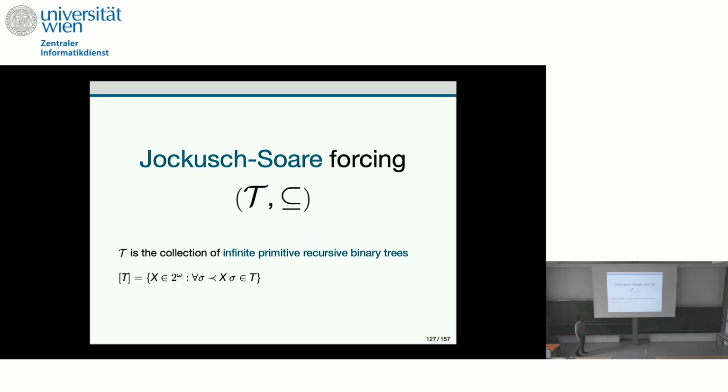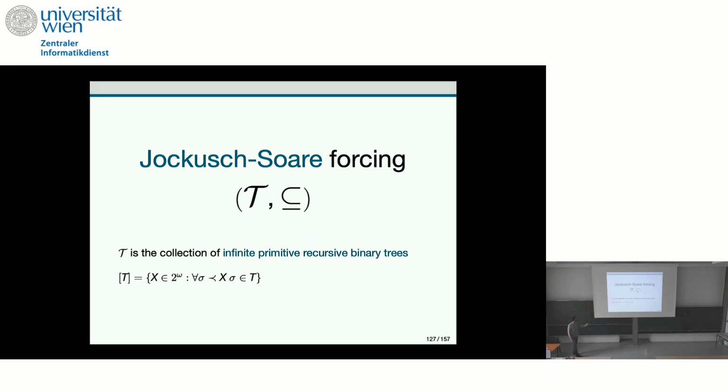Let's take another example for which the partial order is not computable anymore. So Jockusch-Soare forcing. Here, we are going to refine the notion a little bit. We used to work with infinite computable binary trees. Now, we want to work with primitive recursive binary trees. Actually, for every computable infinite binary tree, there exists a primitive recursive binary tree which has exactly the same collection of paths. So this is without loss of generality. And so the interpretation is still the same.